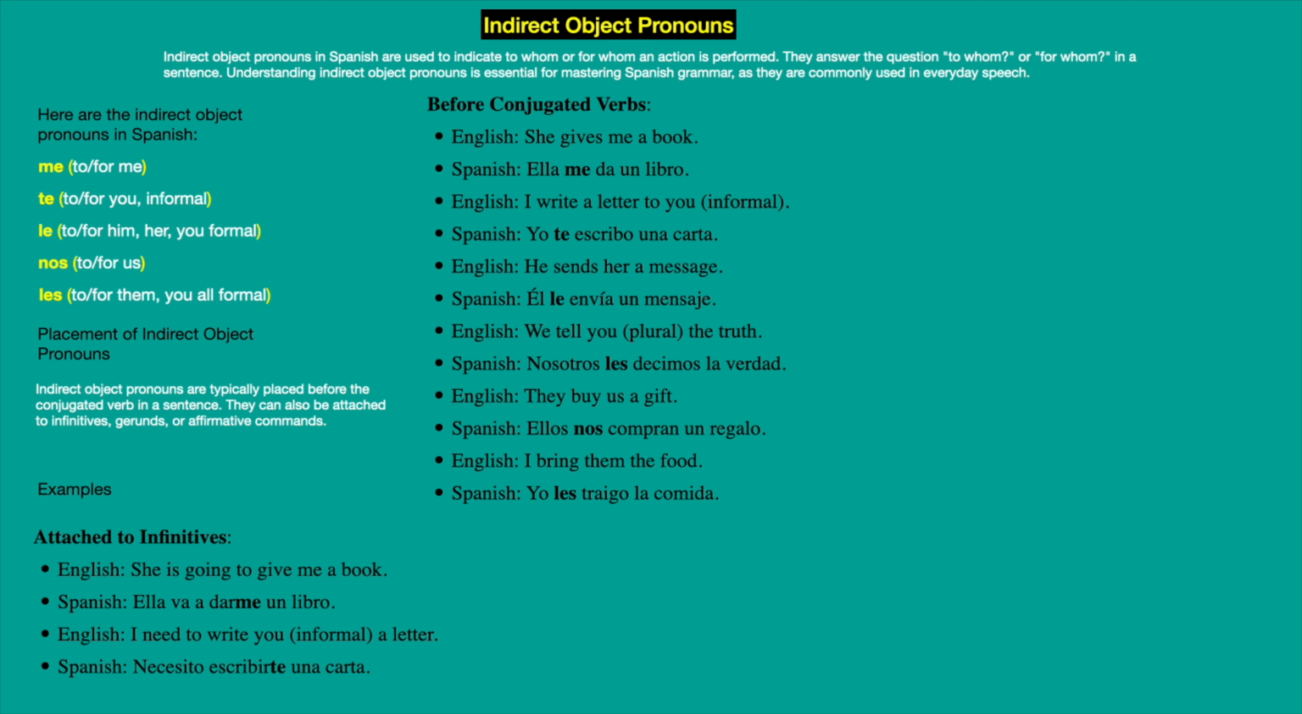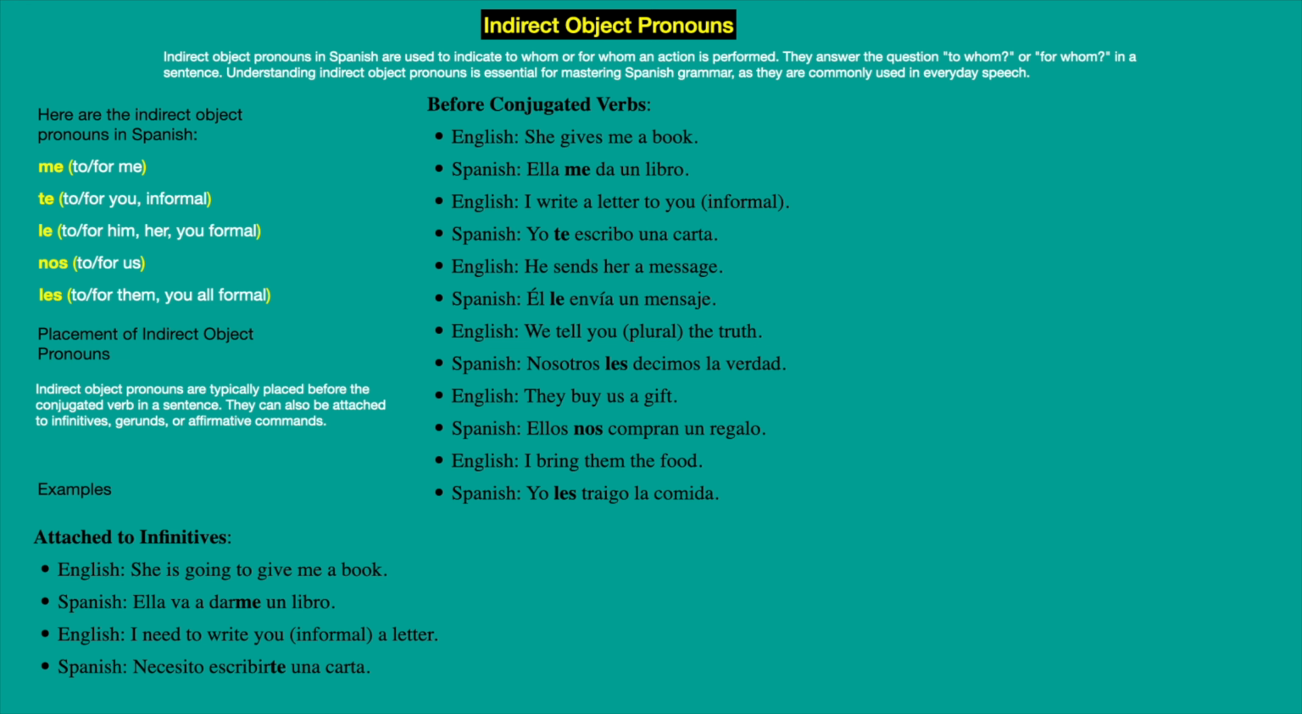In English we also have another example. I write a letter to you. Yo te escribo una carta. So again, we are using the indirect object before the conjugated verb. Yo te escribo una carta. The same, you can remove yo and say te escribo una carta. Te envío un mensaje. I send you a message, okay?